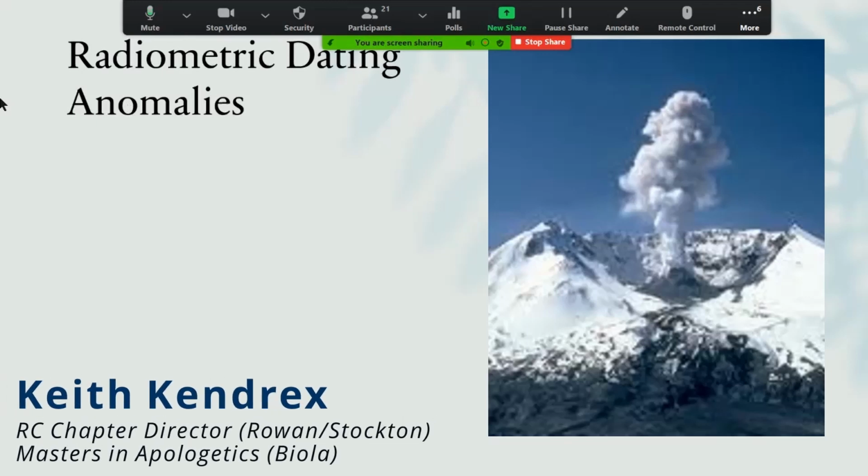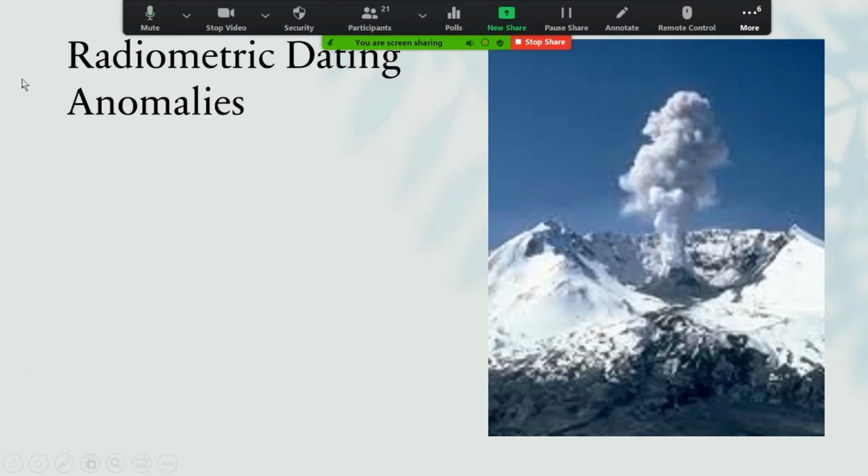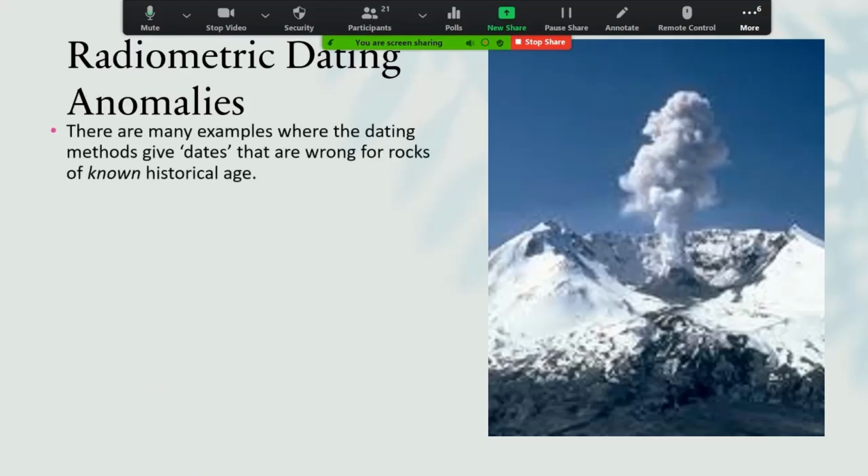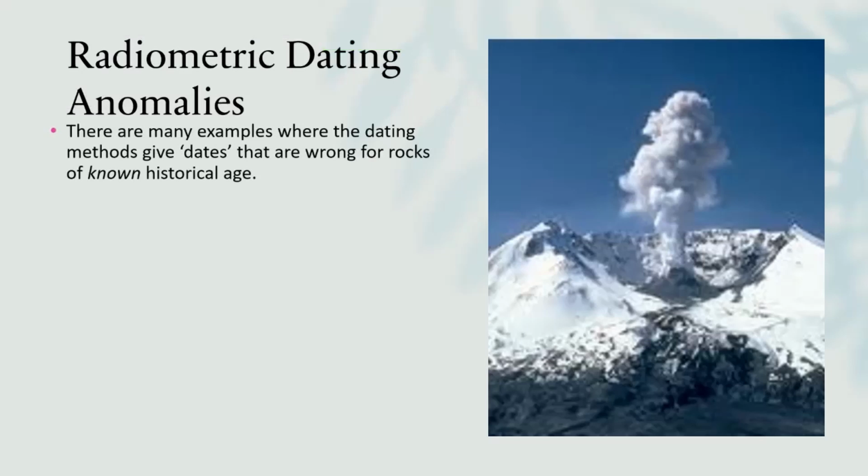Radiometric dating anomalies. What are radiometric dating anomalies? How about I click on my slides again so that I can make them advance. There are many examples where the dating methods give dates that are wrong for rocks of known historical age.